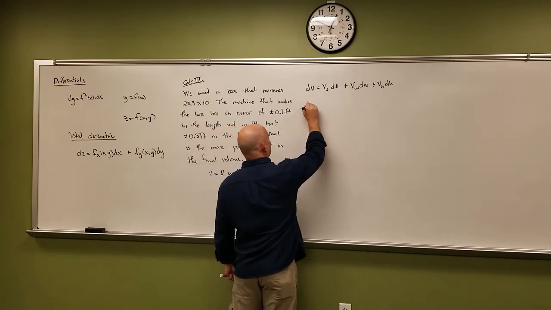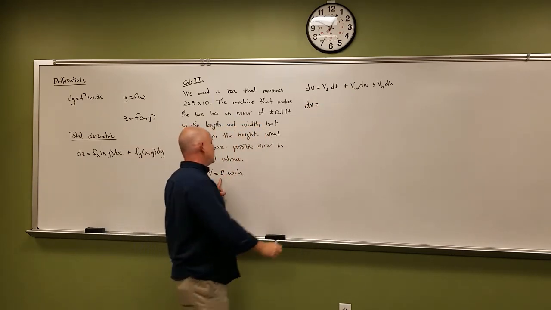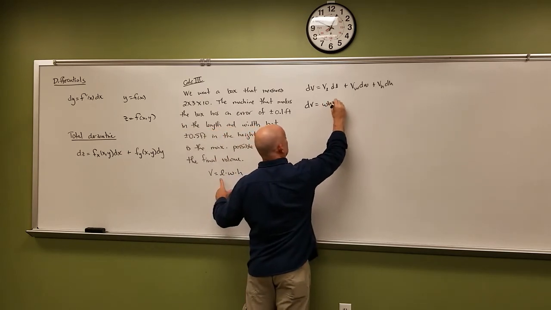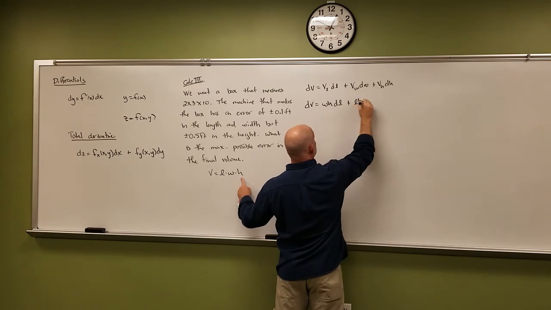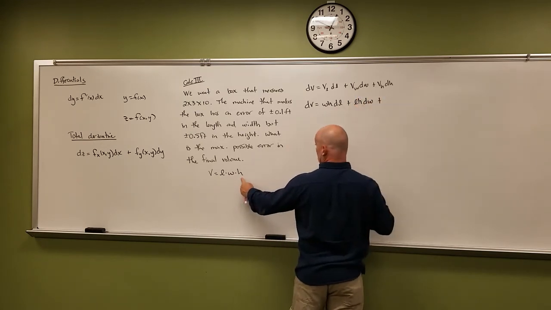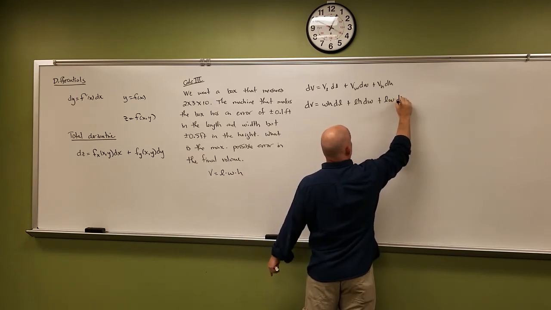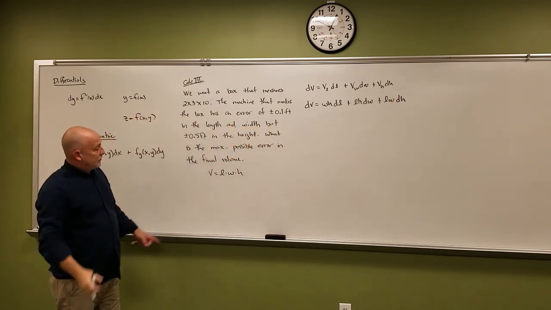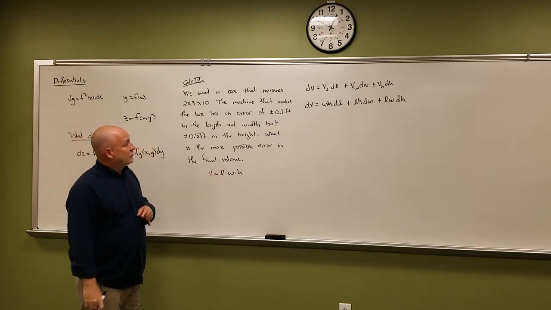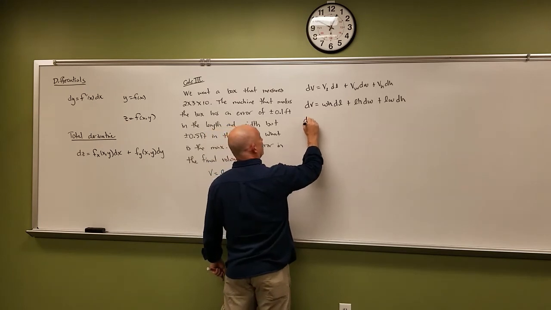So the possible change in volume would be the derivative of this with respect to L, which is just WH dL. The derivative of this with respect to W is LH dW, and the derivative of this with respect to H is LW dH. All right, so we just took the derivative with respect to each variable and then multiplied by its differential. So, what is the maximum possible?